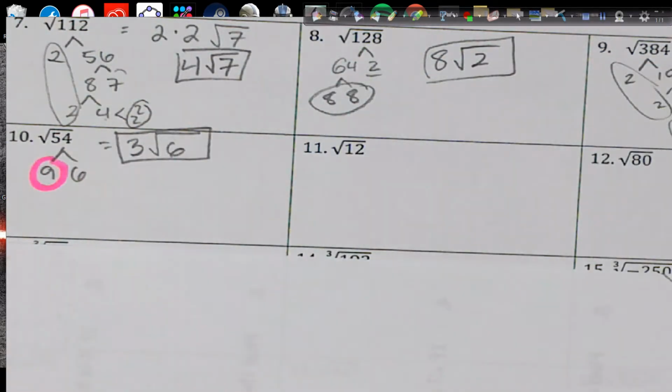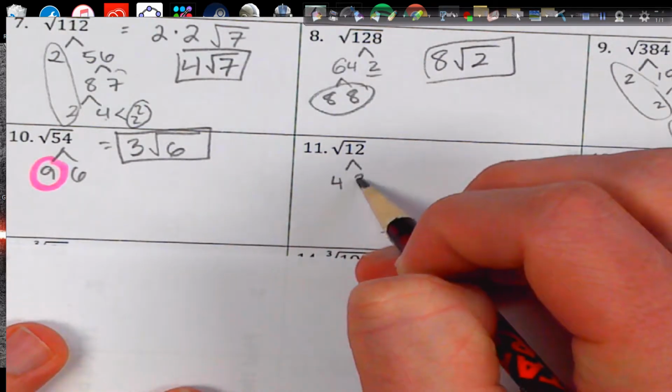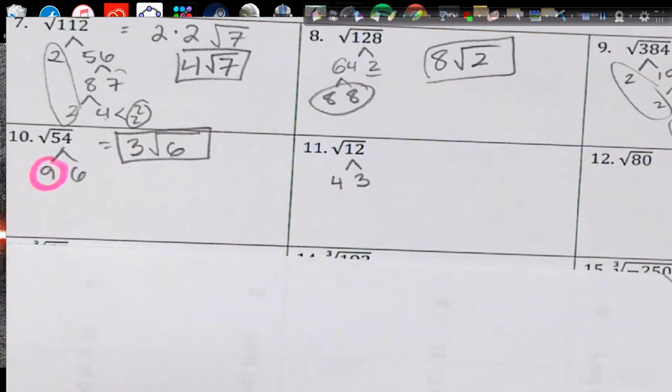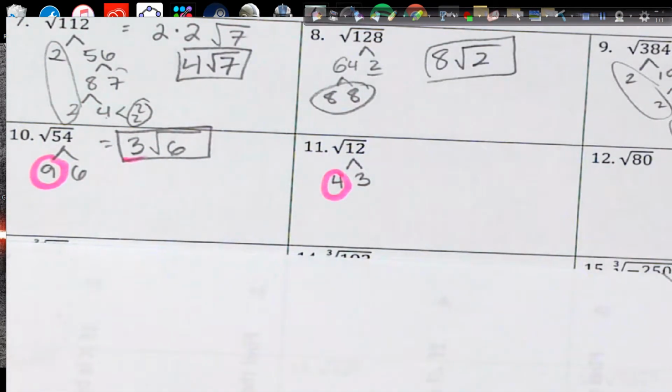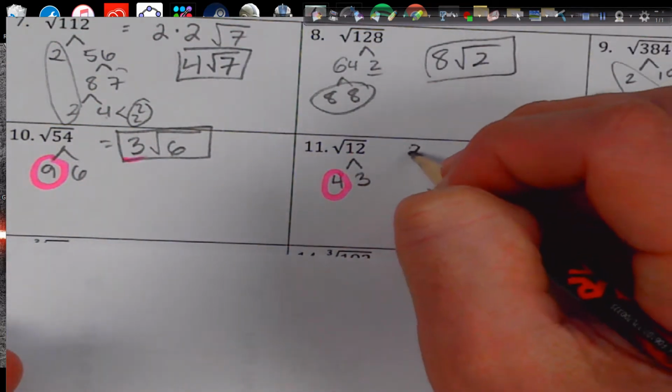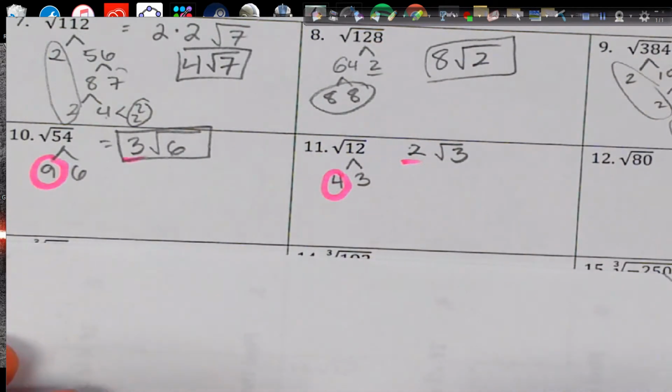Again, I didn't show that I broke 6 down because I know it's just 2 times 3, and that's not going to turn into anything useful. 12 is going to be 4 times 3, and again, I know 4 is a perfect square. So I'll take the square root of 4, which is 2, and I'm left over with a 3. And again, that 2 came from the square root of 4.